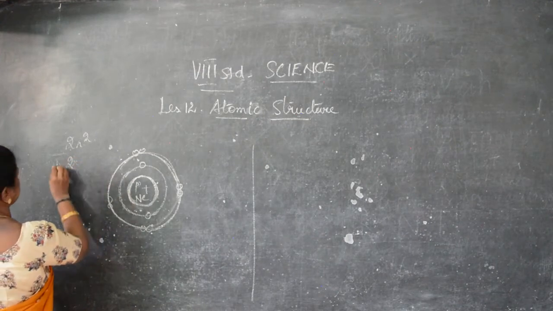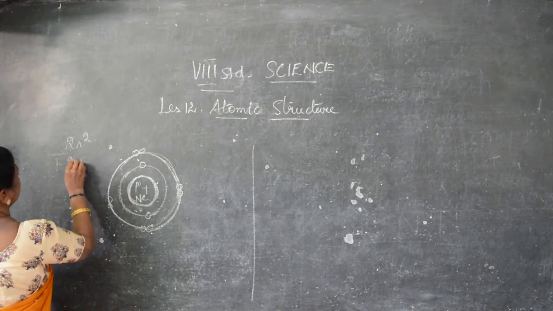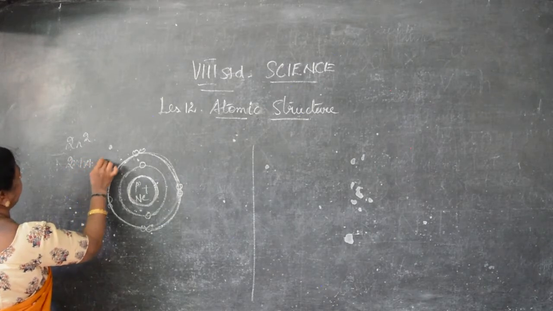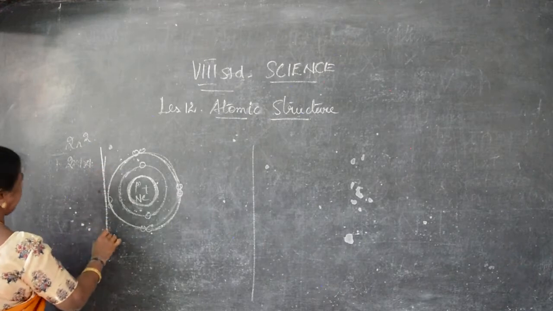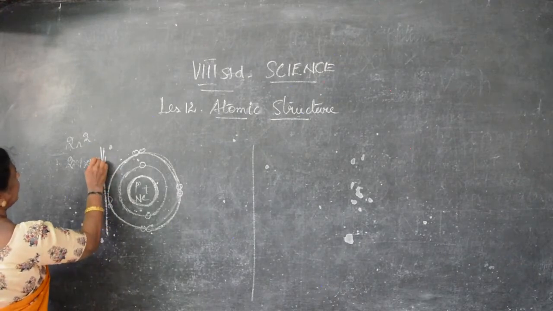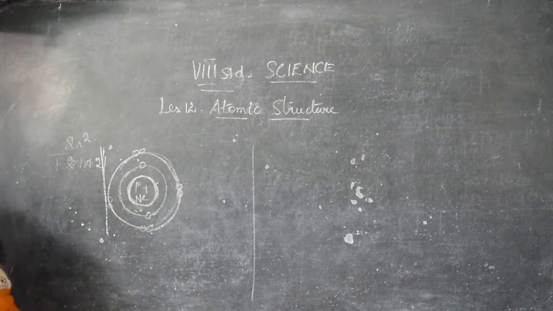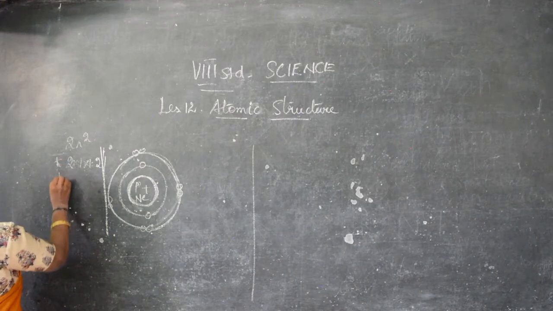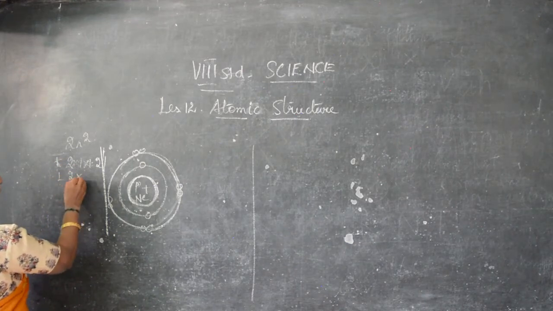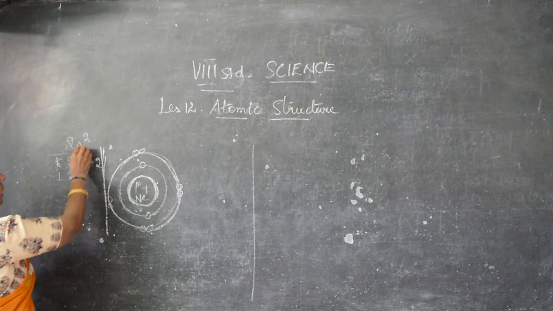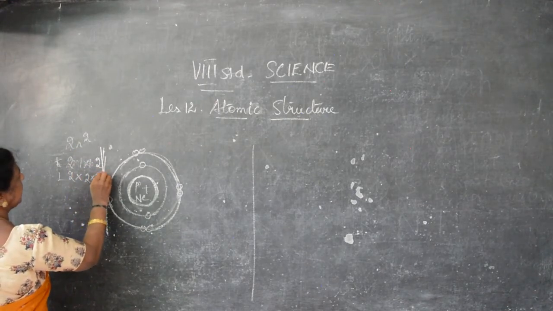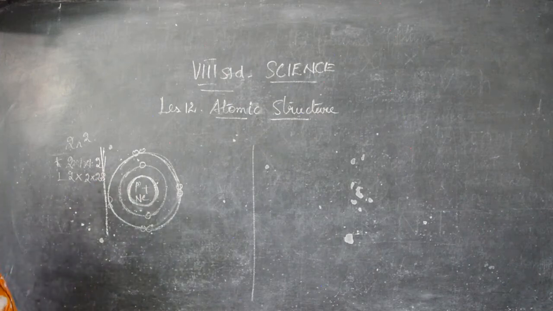For example, the first shell. First orbit means 2 into 1 into 1, so 2 electrons. The second orbit, that is K, next one is L. In the second orbit, 2 is the constant number, n square, 2 into 2. 2 2s are 4, 4 2s are 8. Like that, electrons are arranged.